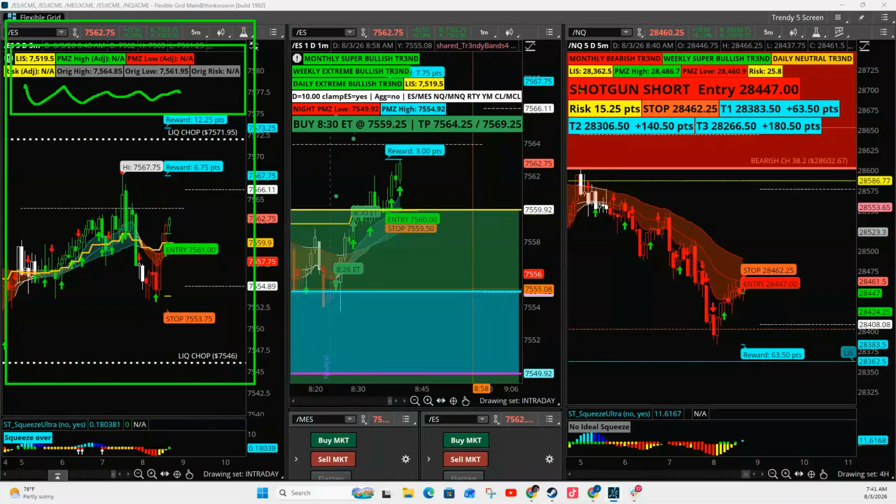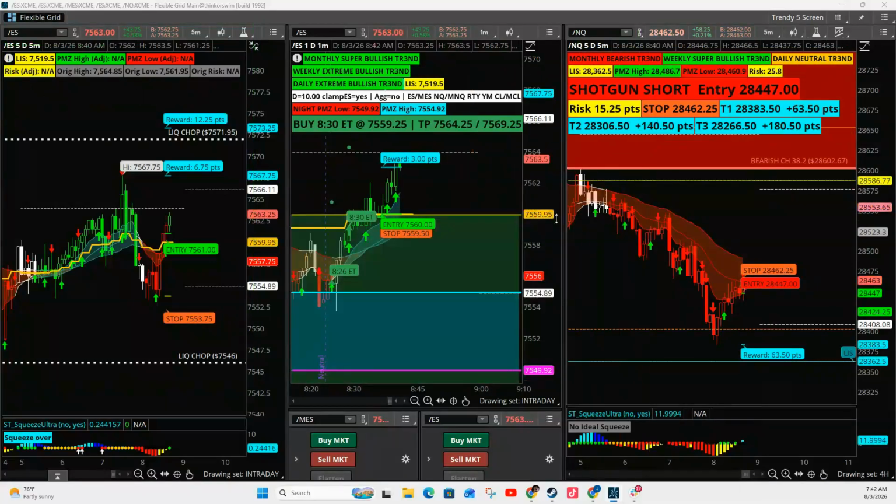But if you need the bigger entries, they're right here. So for example, on the NASDAQ, this is a shotgun short, entries right here, risk is right here, stop is right here, and all your targets are in here as well. Okay. All right, and this is your nighttime PMZ. This is going to change here shortly once the PMZ pops up on the charts. This is for anyone that is new out there. I know we've had quite a few new people over the last several weeks.